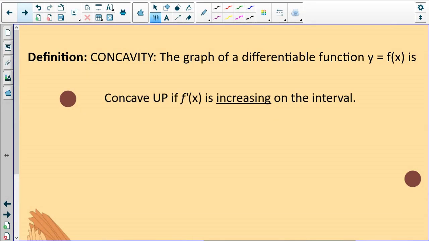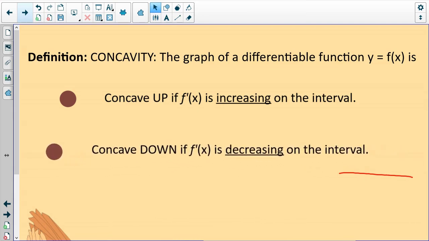Concavity. The graph of a differentiable function y equals f of x is concave up if f prime of x is increasing on the interval. Sorry, forgot to put the pen down. And concave down if f prime is decreasing on the interval. So, a couple pictures just to make sure that we understand what's going on.